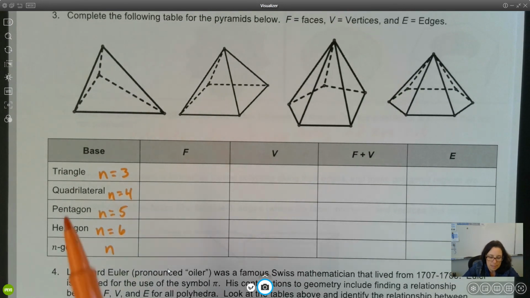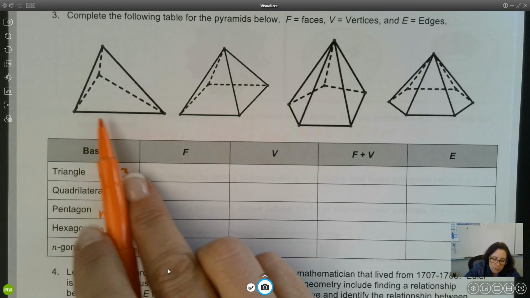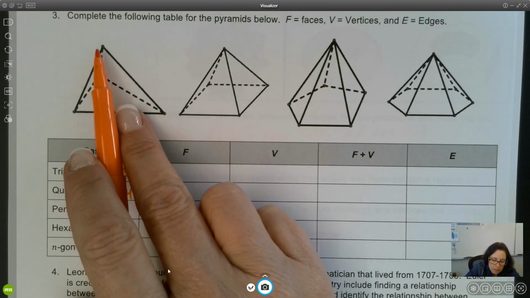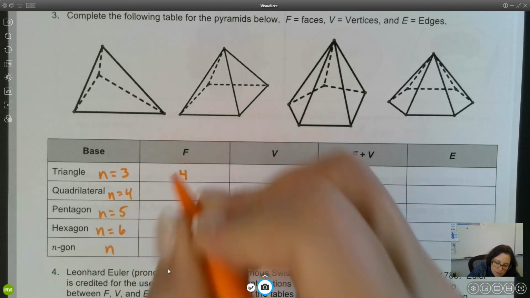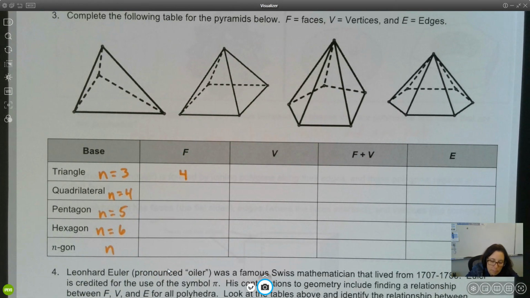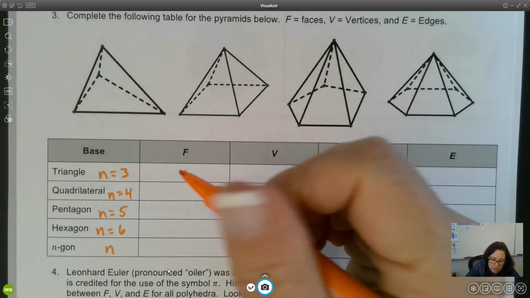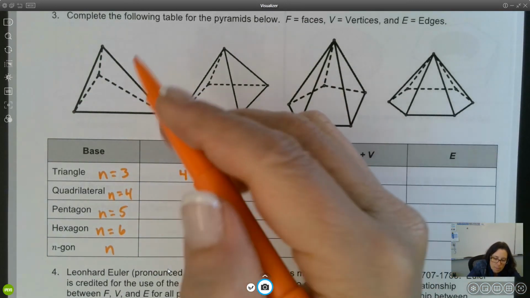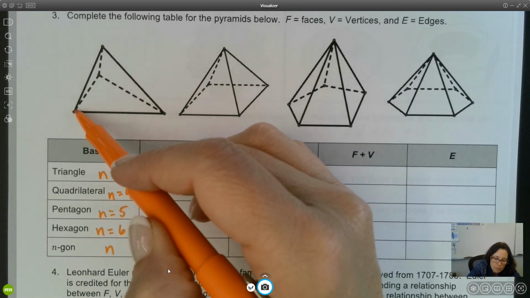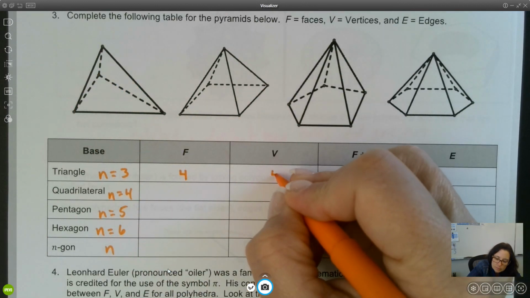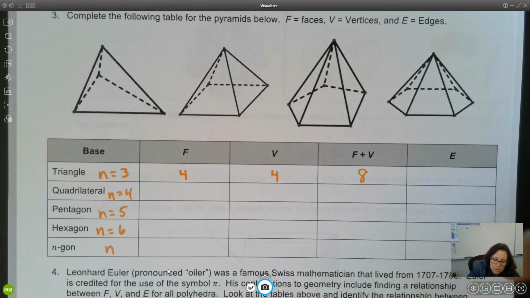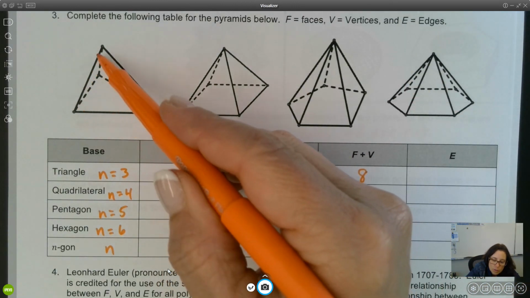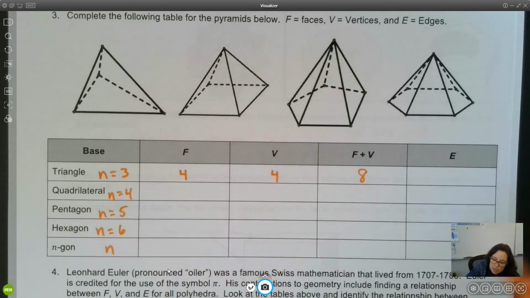All right, triangular pyramid. A triangular pyramid has 4 faces. It has the bottom triangle, and then it's got 3 triangles coming up to an apex. Vertices: 1, 2, 3, 4. Add those together. Edges: 1, 2, 3, 4, 5, 6.